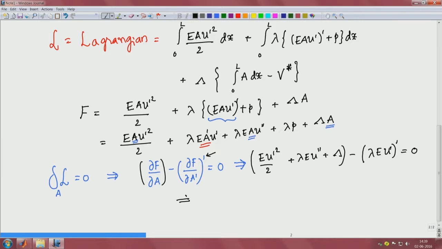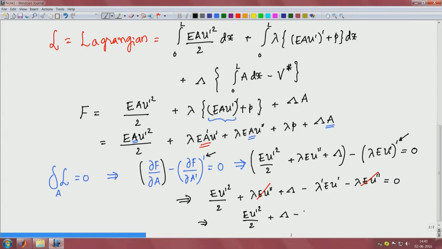Let us expand this. Let us write E u prime square by 2 plus lambda E u double prime plus capital lambda minus. Now, if we take this derivative, we will get two terms, lambda prime E u prime, and we get lambda E u double prime, that is equal to 0. Now, we notice that this term and this term get cancelled, leaving E u prime square by 2 plus capital lambda minus E lambda prime u prime. Basically, that term I am writing in a different order, E lambda prime u prime, equal to 0.